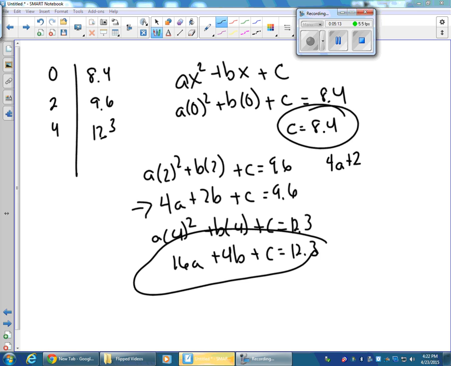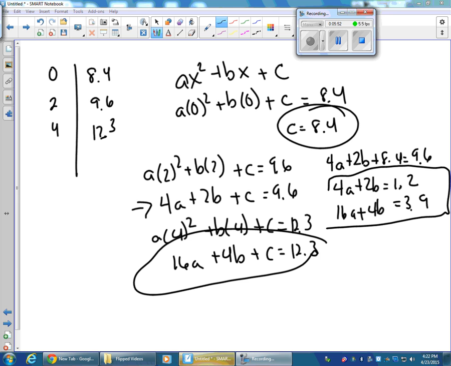4a plus 2b plus 8.4 equals 9.6. So another way to write that is 4a plus 2b equals, let's see, subtract 8.4. 9.6 minus 8.4 is 1.2. And then this one becomes 16a plus 4b plus c. So if I move that over here, 12.3 minus 8.4 would be 3.9. So here's my two equations with two unknowns.